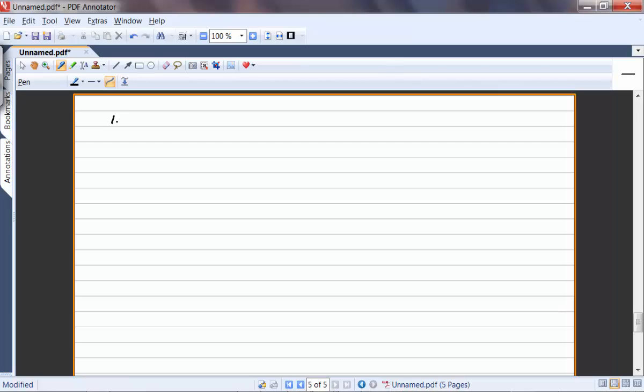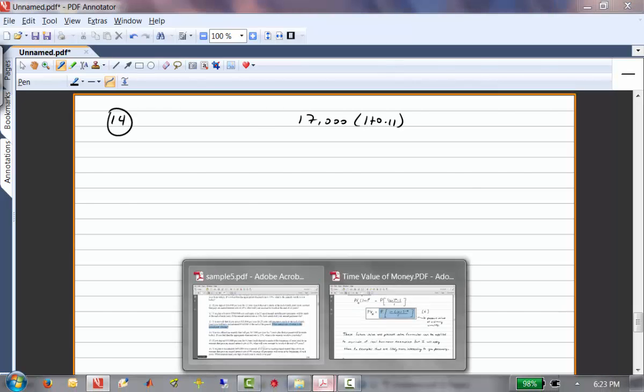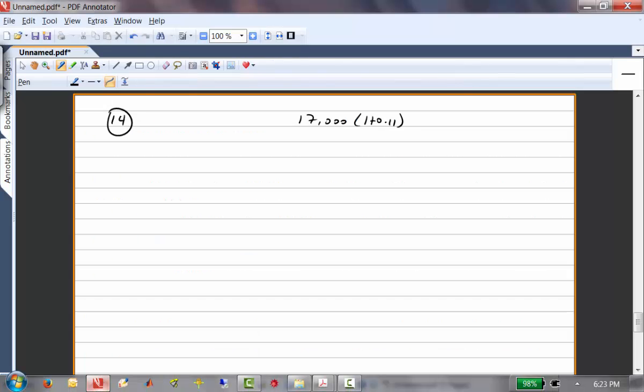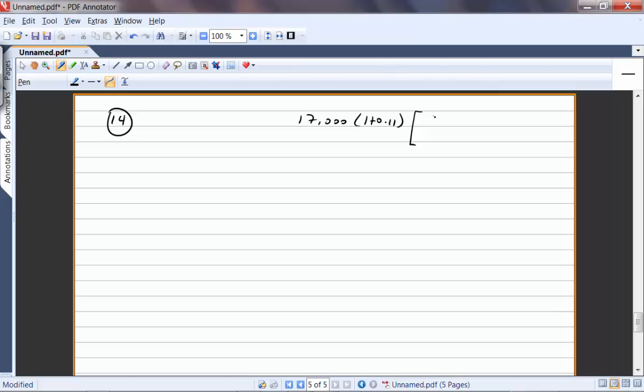Well, we've done this already. We could take the 17,000, put it in today, and get 11%, and we do this for how many years? 7 years? Yeah, 7 years. Then at the end of 7 years, what will the account be worth? Well, that would be the future value of an annuity due formula.